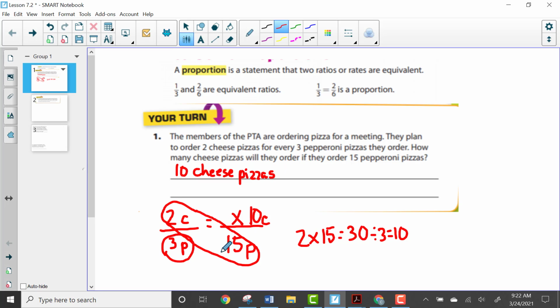So the key tip for this: you have to set up your ratios. You have to have the units set up the same way as well. So we can see cheese pizza, pepperoni, pepperoni. Cross multiply and then divide by that other number.